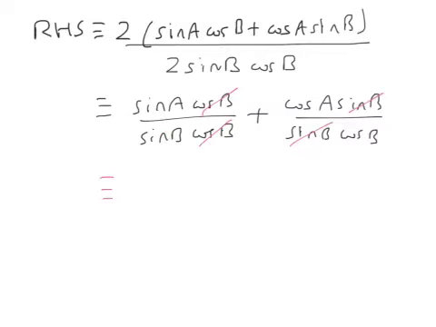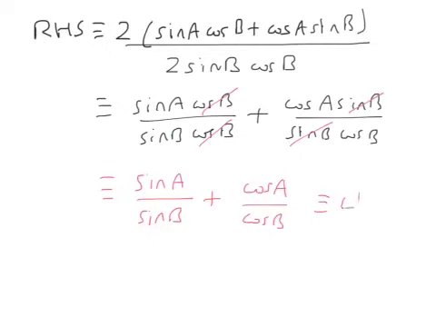That's good. Oh, I'm in red. Oh well. Sine A over sine B, and then it's cos A over cos B, and that equals left hand side, so proof complete.